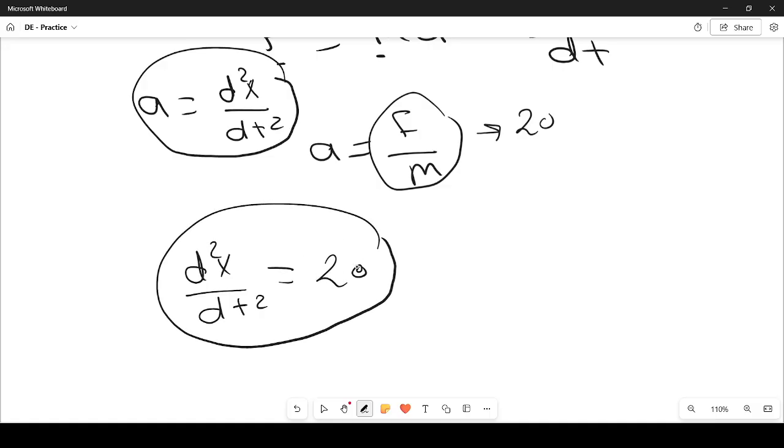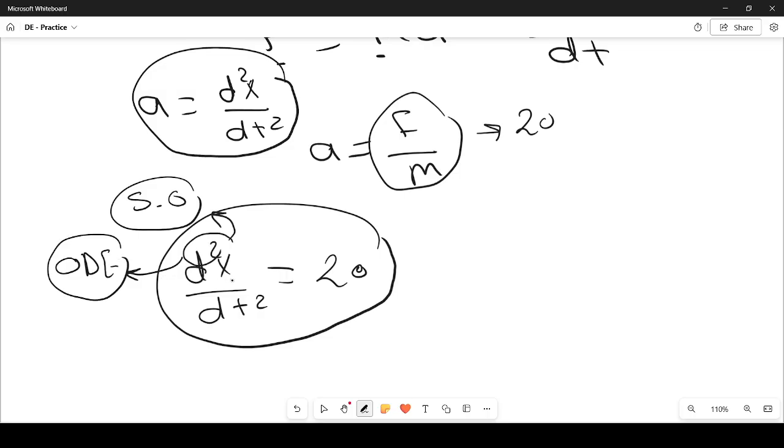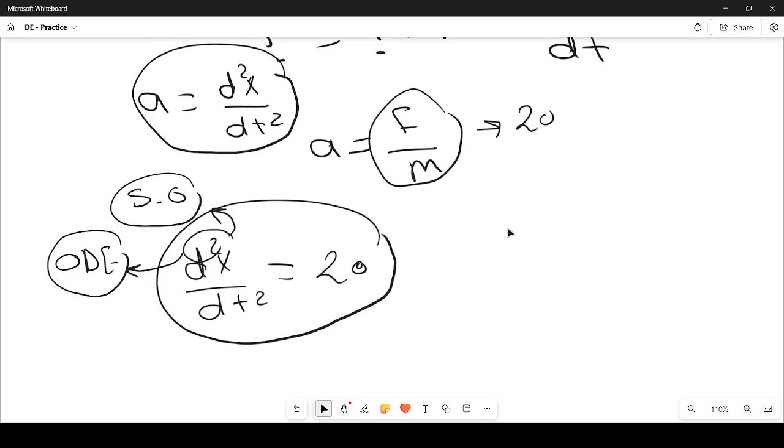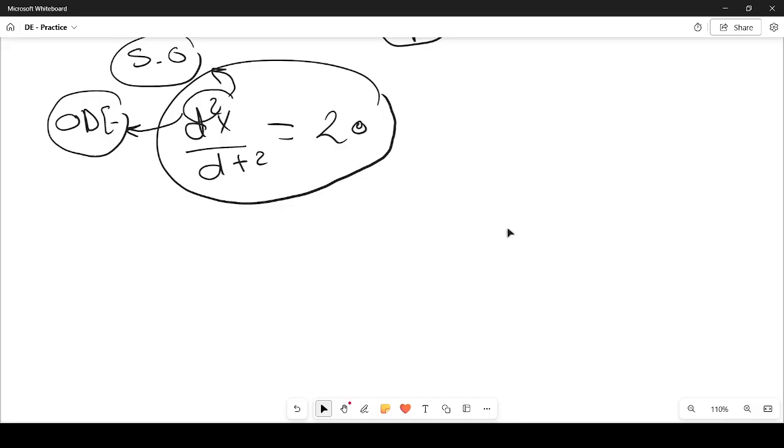And now we have a differential equation. It is a second order differential equation, and it is also an ordinary differential equation. We have no partial derivatives here. So how do we solve this differential equation? We want the solution for x, but x is plugged into a derivative. How do we take x out of this derivative?